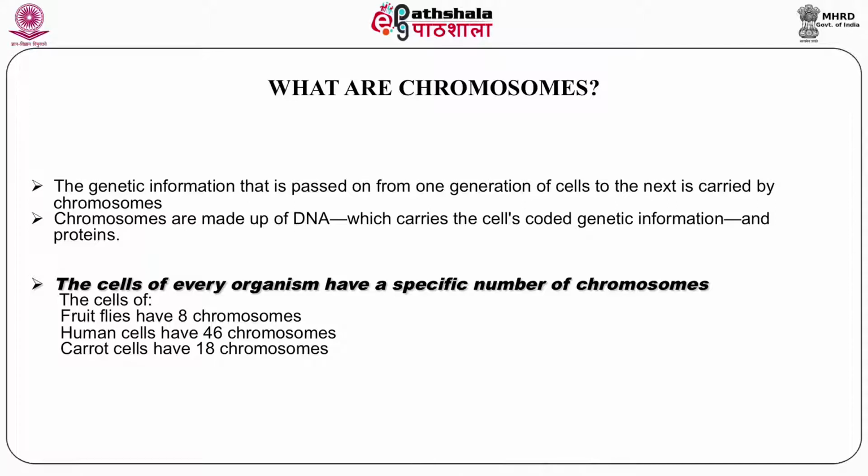The cells of every organism have a specific number of chromosomes. For example, the cells of fruit flies have 8 chromosomes and humans have 46 chromosomes. Chromosomes are not visible in most cells except during cell division.